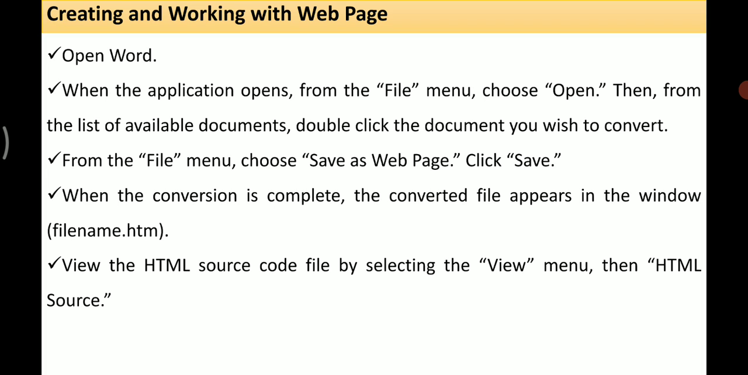When your conversion is completed, the converted file appears in the window, as file name .htm. Now view the HTML source code. You're going to view your HTML source code file by selecting the View menu and then HTML Source.